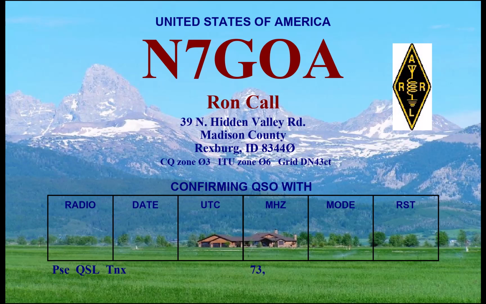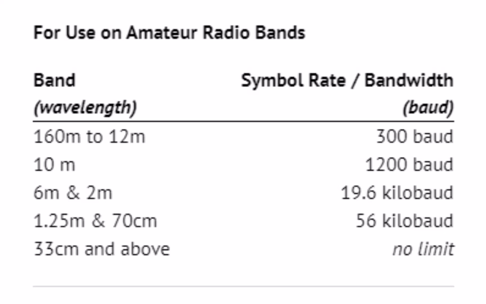Next question. What is the maximum symbol rate permitted for RTTY or data emission transmitted at frequencies below 28 megahertz? Because data rate is tied to bandwidth, different standards exist for different bands of frequencies. Anything below 10 meters, you're limited to 300 baud. 10 meters is 1200 baud. 6 and 2 meters is 19.6 kilobaud. 1.25 meters, 70 centimeter band is 56 kilobaud. 33 centimeters and above, there's no limit on the symbol rate.